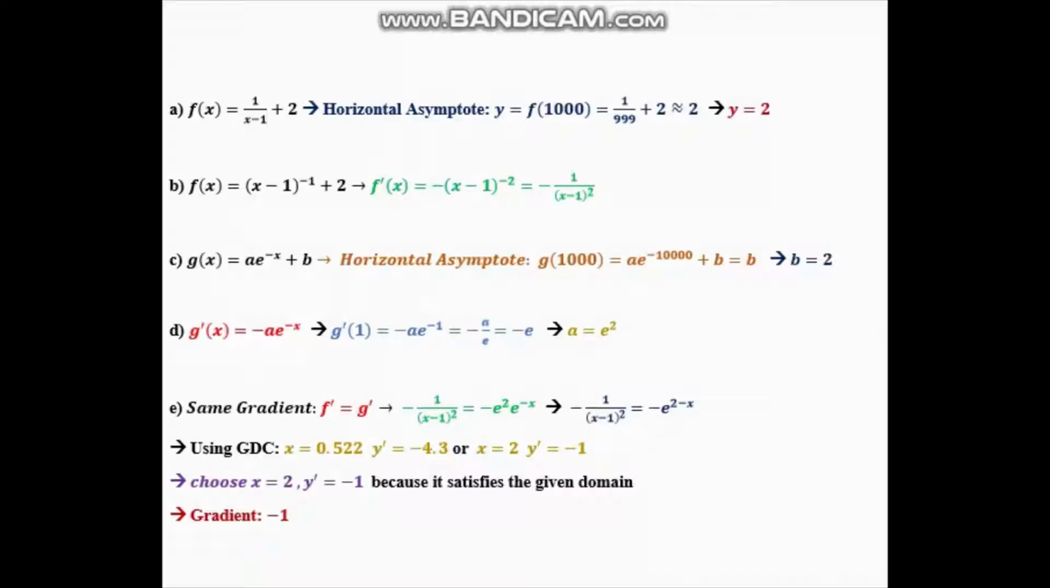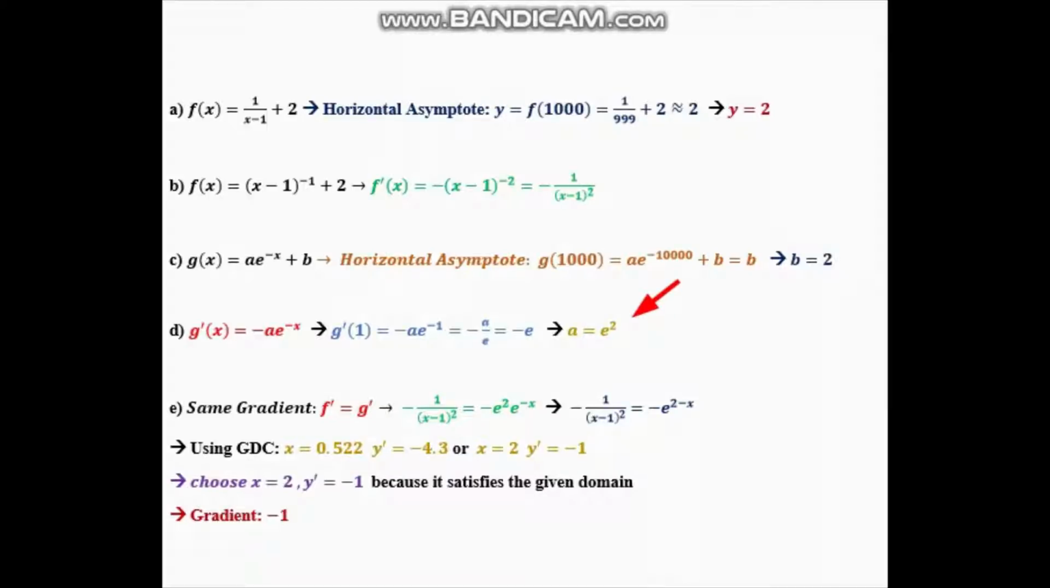And we are given in the question that g dash of 1 is actually equal to negative e. Hence, we can deduce that negative a over e is the same as negative e. So solving for a, I shall take this e from the denominator and multiply it to the right hand side, and I shall cancel out the negatives as well. So I get that a equals e squared.